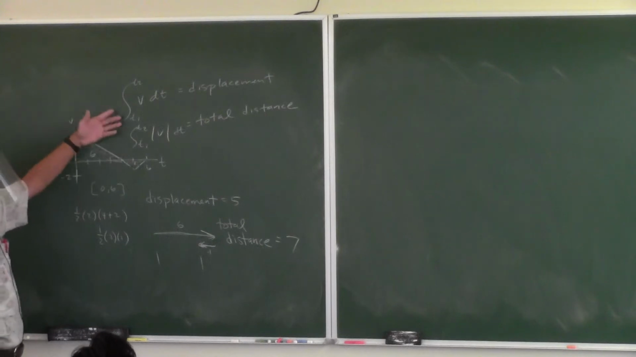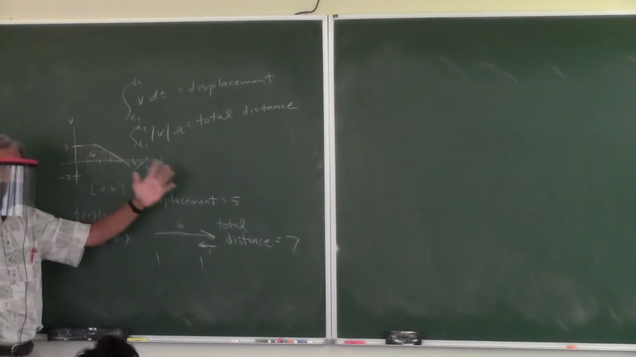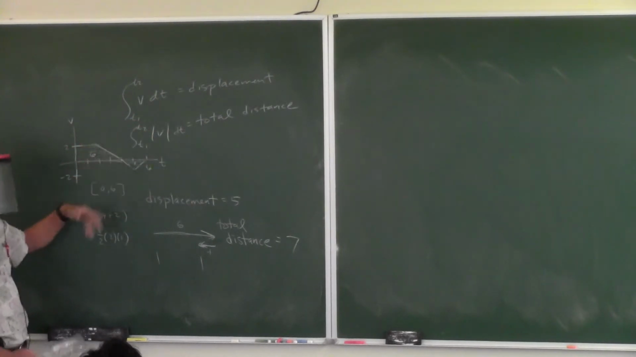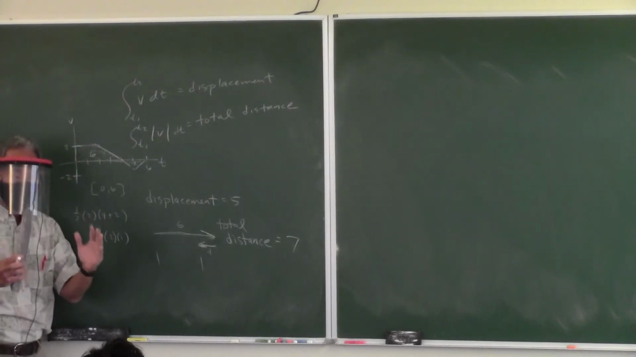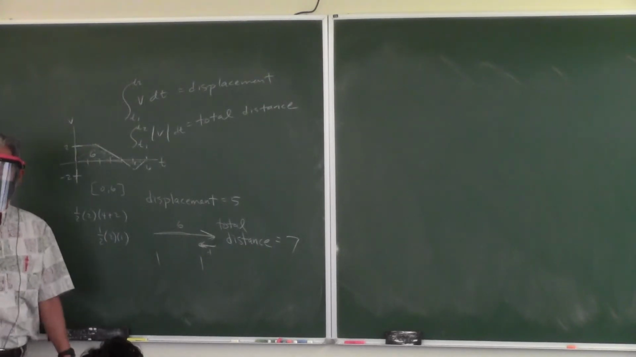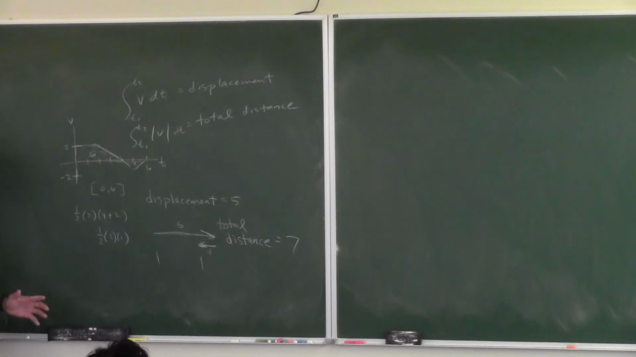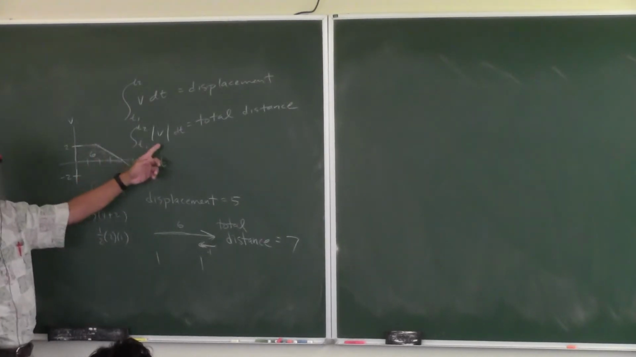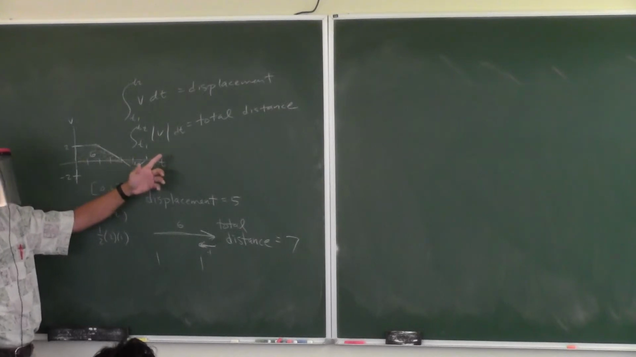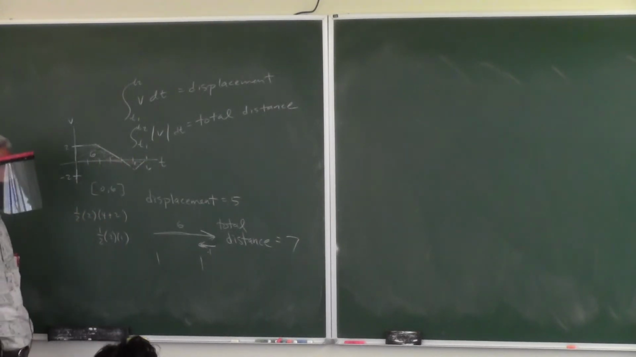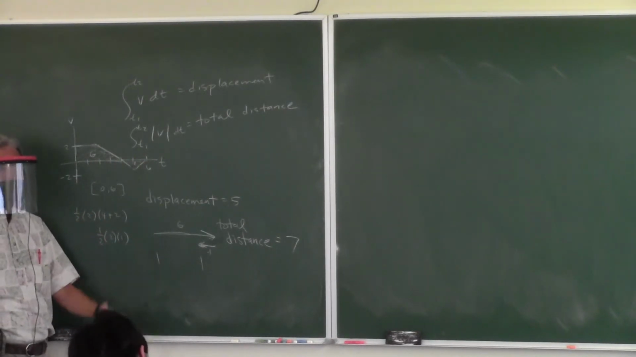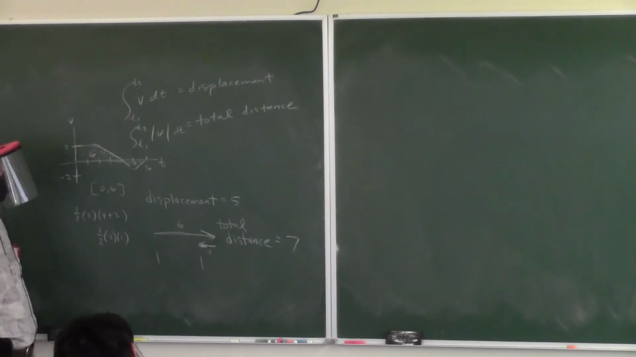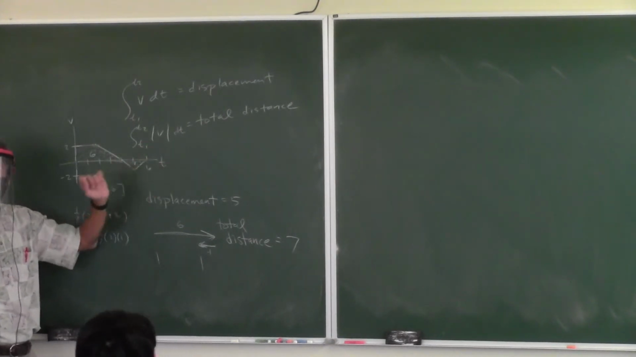So if you just integrate the velocity, you're going to get displacement. If you integrate the absolute value of velocity, you get total distance traveled. Now on the AP exam, I'm going to say 90% of the time, they're going to ask you for total distance traveled. In fact, probably 95% of the time. Only once in a while they ask for displacement. So that means you have to have that absolute value on there.